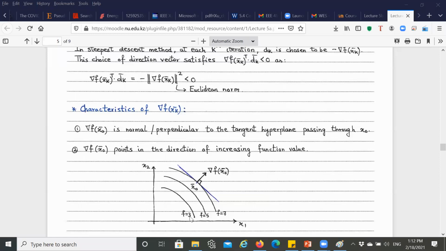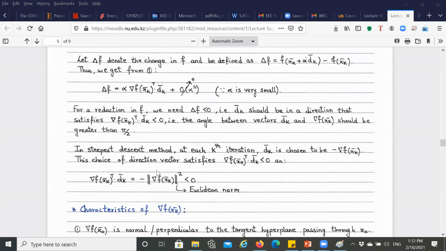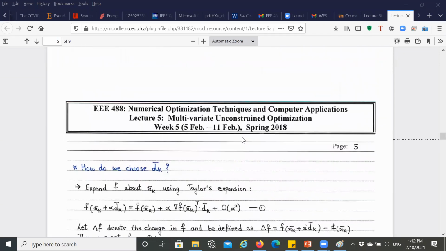You see, the functional value is 3, 5, 7. So this goes in increasing order, but I want to find the minimum, where the functional value is low. So we go exactly 180 degrees opposite, which is the negative of this. And so we choose our direction, dk, always in a way that it is negative.